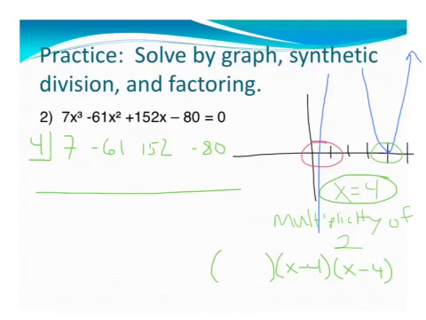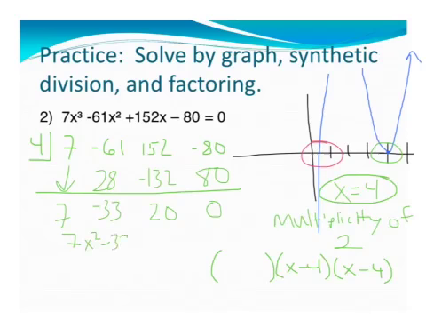Let's bring down the 7. And 4 times 7 is 28. That leaves me with negative 33 when I add those two. 4 times negative 33 gives me negative 132. When I add these, this gives me 20. 4 times 20 is 80. And I'm left with 0 as my remainder. So I'm left here with 7x squared minus 33x plus 20.